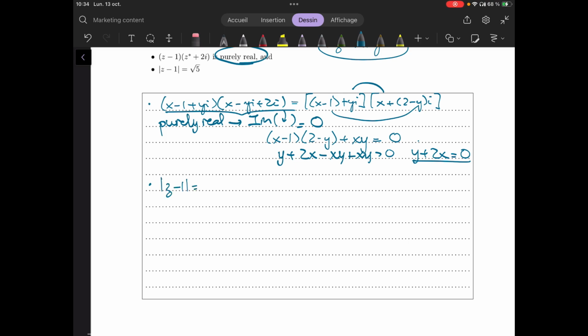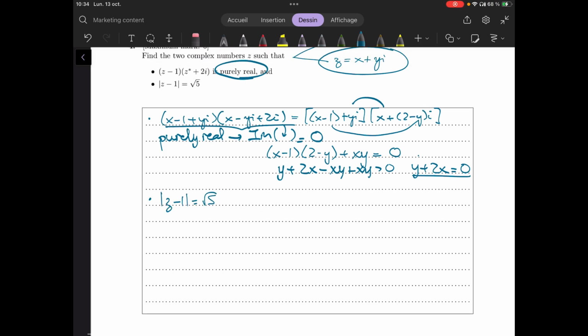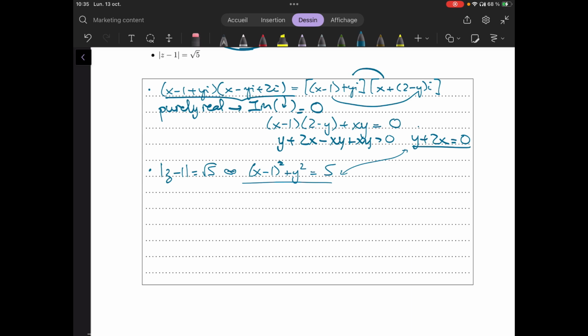Second piece of information. We know that this is also true. This means that x minus 1 squared plus y squared is equal to 5. So we have two equations, two unknowns. You can use the GDC, or you can just solve this algebraically. Both options will take roughly the same amount of time anyway.